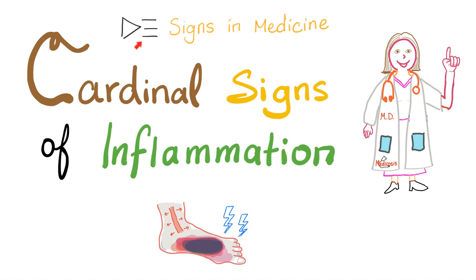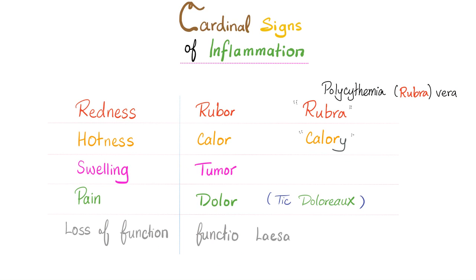Let's resume our playlist called Signs in Medicine and talk about the cardinal signs of inflammation: redness, hotness, swelling, pain, loss of function, and let's get started. What are these cardinal signs of inflammation? Rubor, calor, tumor, dolor, functio. Let's say this is in Latin. In English, it's redness, hotness, swelling, pain, loss of function.